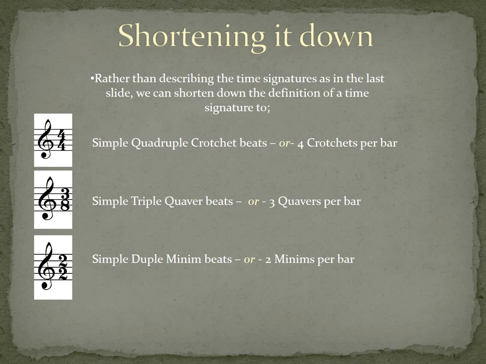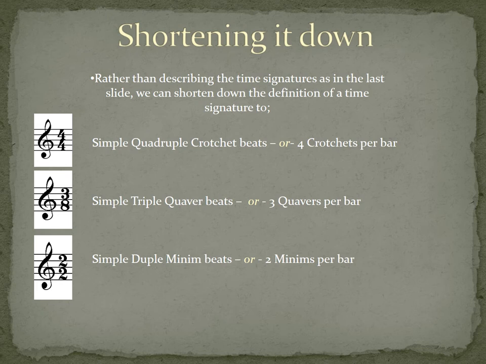So once you've established that, let's just shorten it down a little bit. Rather than having to describe the time signatures as we did in the last slide, we can just shorten it down. So look at the first one, 4 over 4, that's simple quadruple crotchet beats. Quite simply, 4 crotchet beats to a bar.